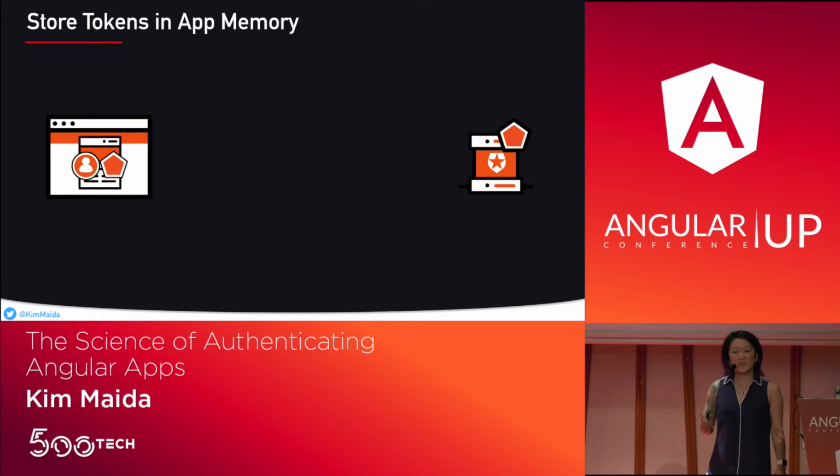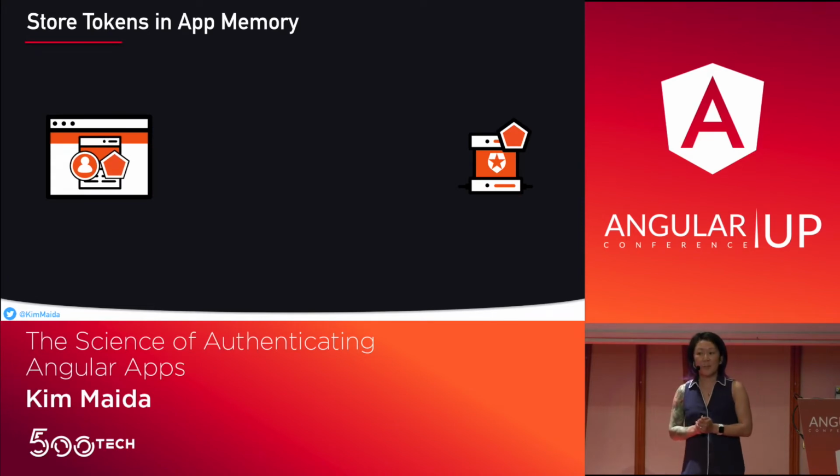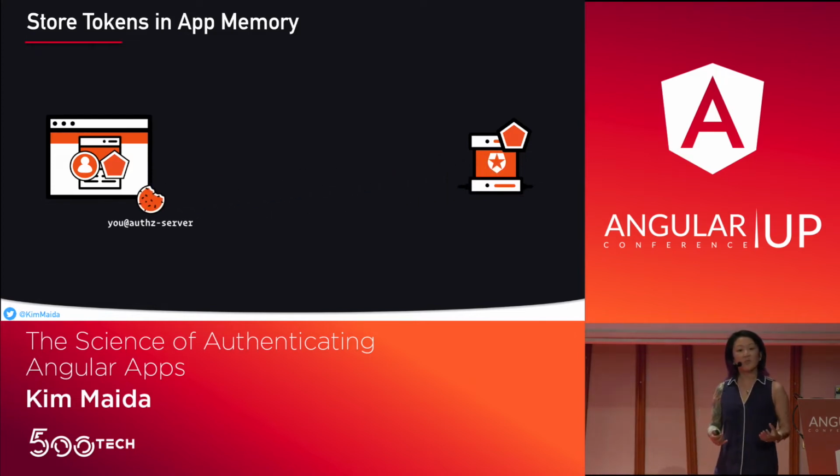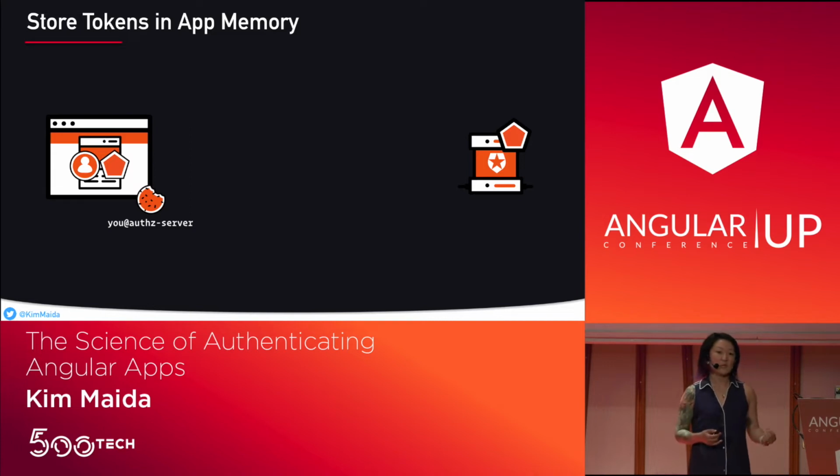But what we should do instead is we should store the sensitive data in application memory, but we still want that session persistence, right? So the thing is, if you have an authorization server, when the user authenticates, the authorization server is going to set a cookie. And this cookie lives in the browser, and it actually represents the user's session.